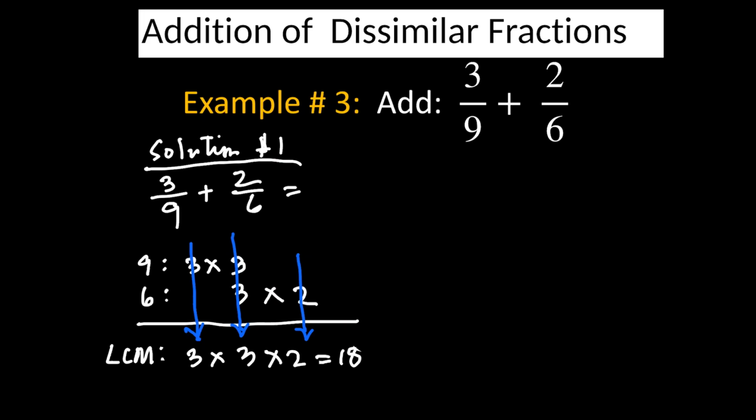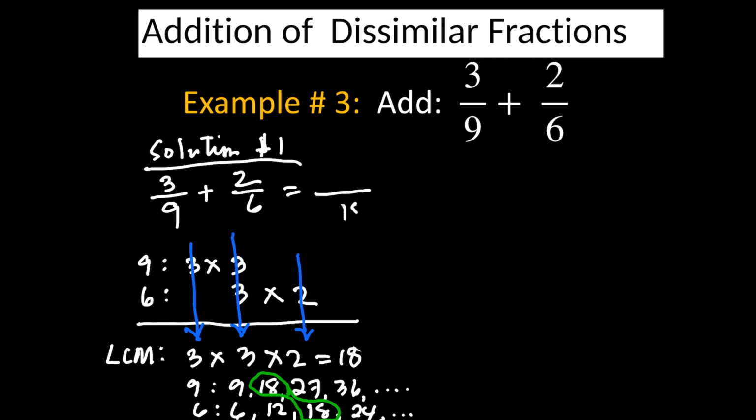Okay, it is 18. If we're going to use the listing method, you will still arrive at the same number. So 9 and 6. Multiples of 9 are 9, 18, 27, 36, and so on. For 6, you have 6, 12, 18, 24, and so on. So the least common multiple is 18, which is exactly the same as what we have here using prime factorization.